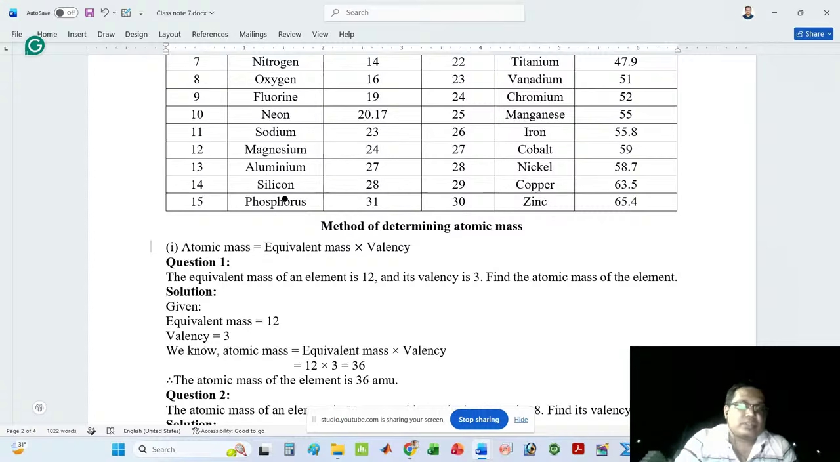Next, I have discussed already about the methods for the determination of atomic mass. Here I have used the first method. Atomic mass is equal to equivalent mass into valency. Here I have also done some examples for the calculation of atomic mass by using this method.